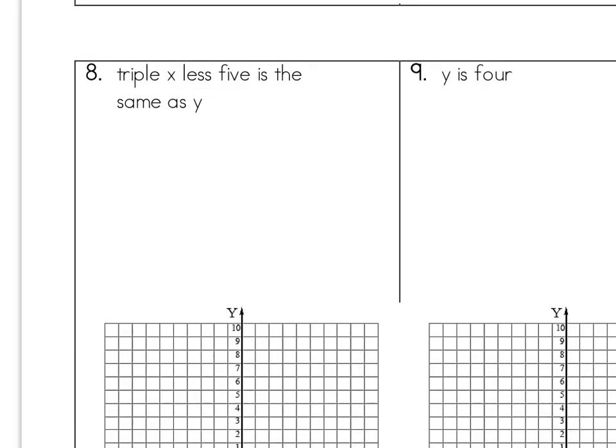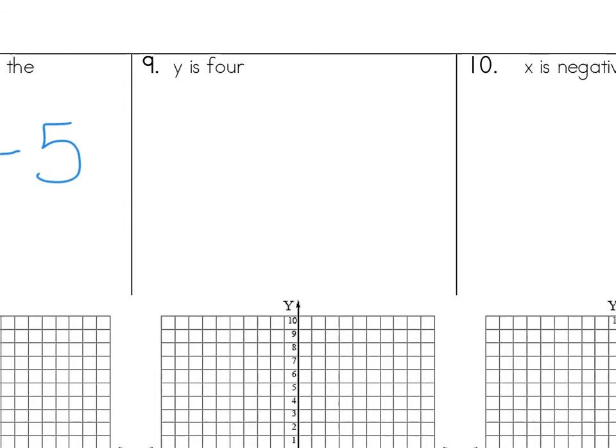All right, number 8. Triple x less 5 is the same as y. All right, triple means 3 times. So 3 times x, triple x, less 5, means we're taking away 5 from that, is the same as, well, that's equals y. So again, I'm just going to put y in the front. I could also write it at the end. It does not matter.